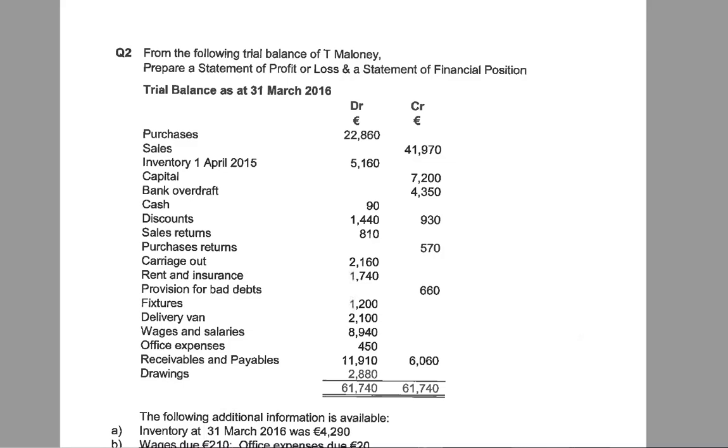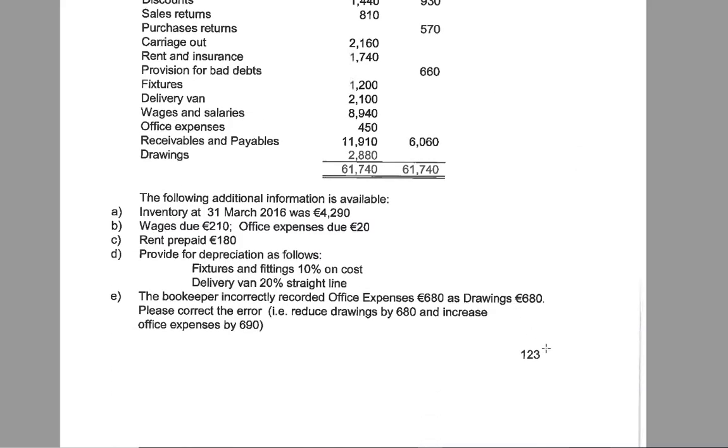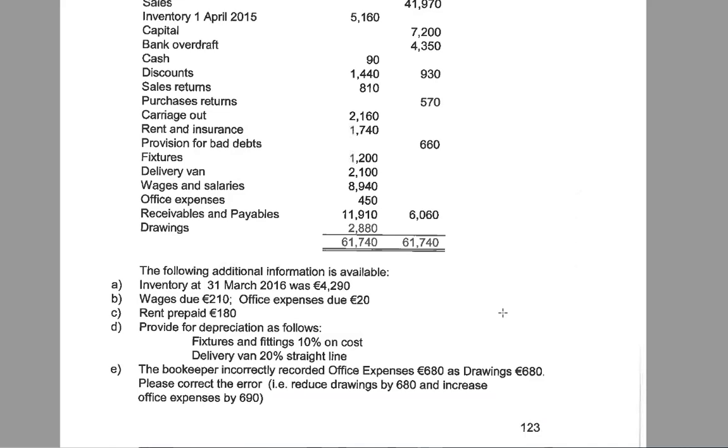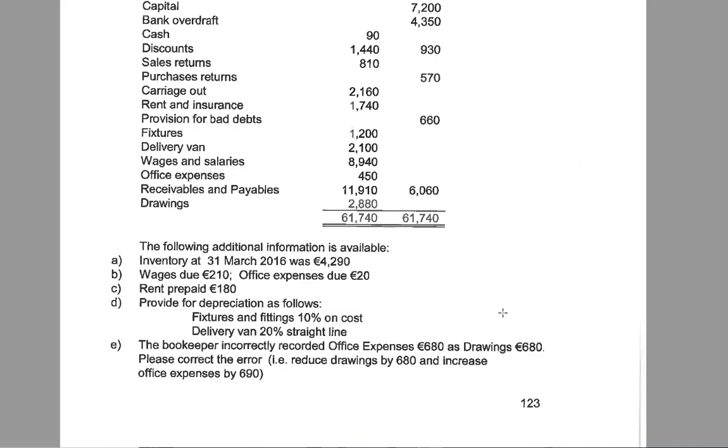Hi, we're going to run through this question, a sole trader question where you're asked to prepare a statement of profit or loss and a statement of financial position. For a sole trader, it's question 2 on page 123 of the manual. So for someone that doesn't have the manual, that's the trial balance and there are the adjustments.